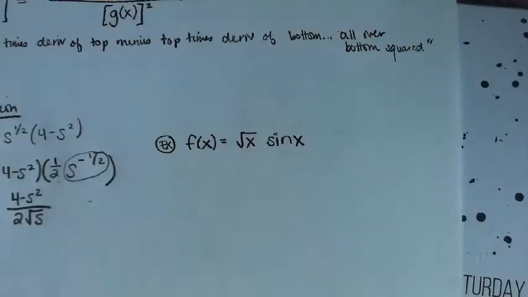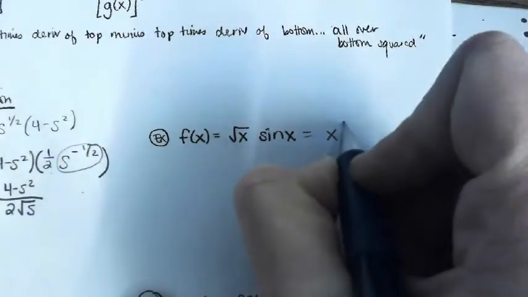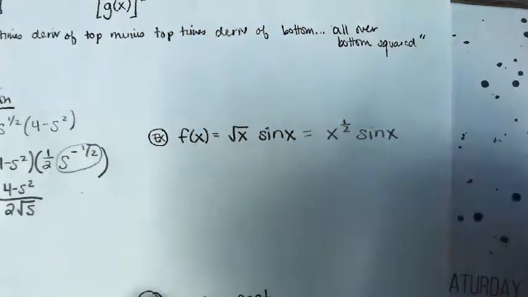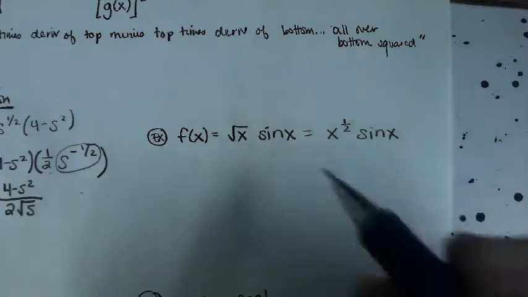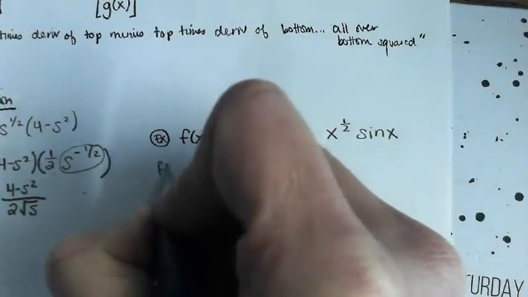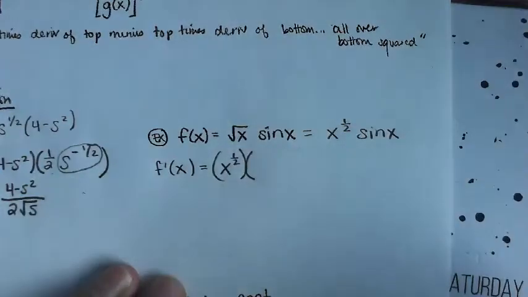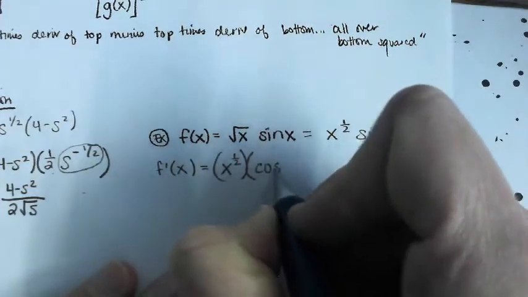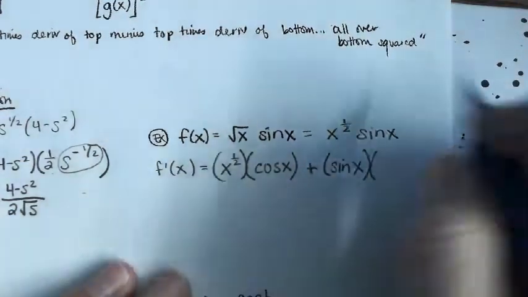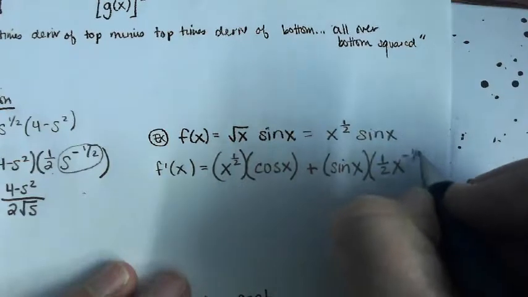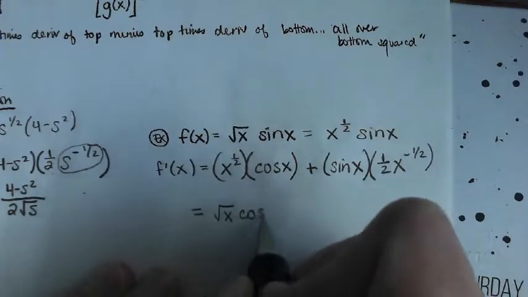The second one, still a product rule, but with a trig mixed in there. You may again want to rewrite the original as x to the 1/2 power times sine x. So like here, Josh, you can't avoid it. You couldn't multiply it out. You have to do the product rule. So f prime of x would be your first times the derivative of your second. What's the derivative of sine? Cosine. Plus your second times the derivative of your first, 1/2 x to the negative 1/2 again. And then we would clean this up into root x cosine x.